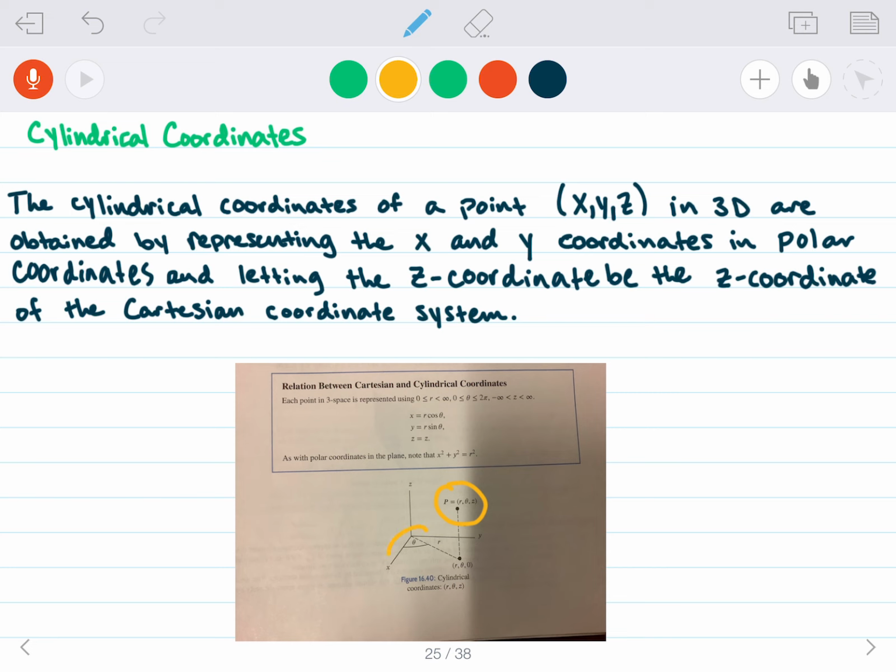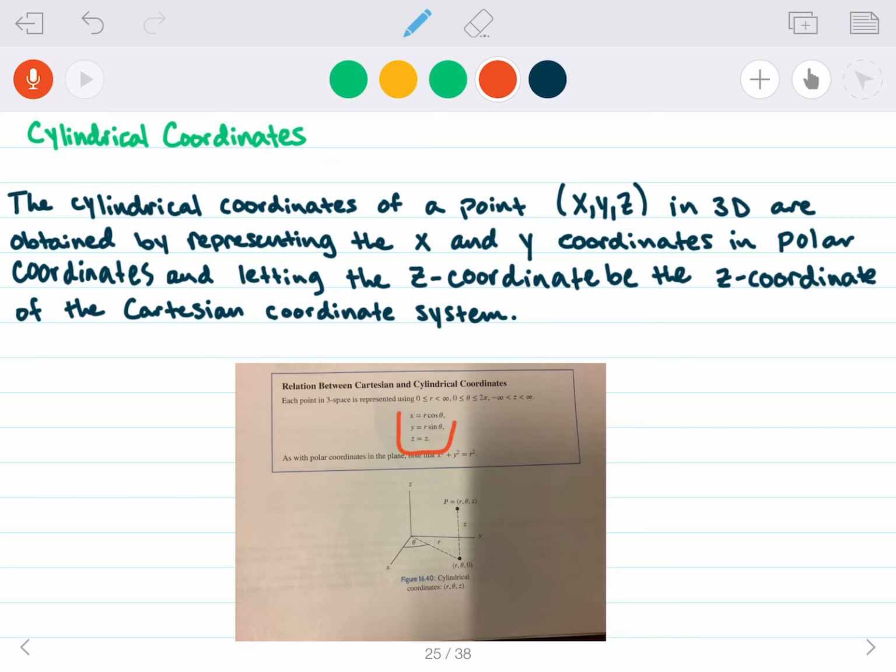So we can see that, again, in polar, the theta and r were restricted to the xy plane, okay? And we can see that this point right here has an angle theta away from the x-axis. It has a radius, so the point goes out from the xy axis of r, and then it has some height of z. So we can describe any point in space this way.